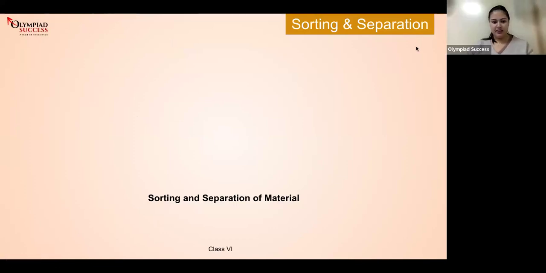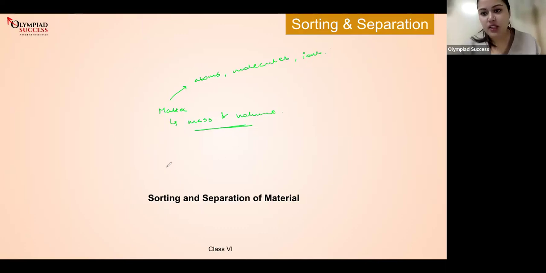All right. So, like I was saying, when we're talking about matter, matter is anything that is around us. Anything that has mass and occupies space, that means something that has volume, is considered matter, right? Now, matter is made up of atoms, molecules, and ions, right? Can somebody tell me what are atoms, what are molecules, and what are ions?